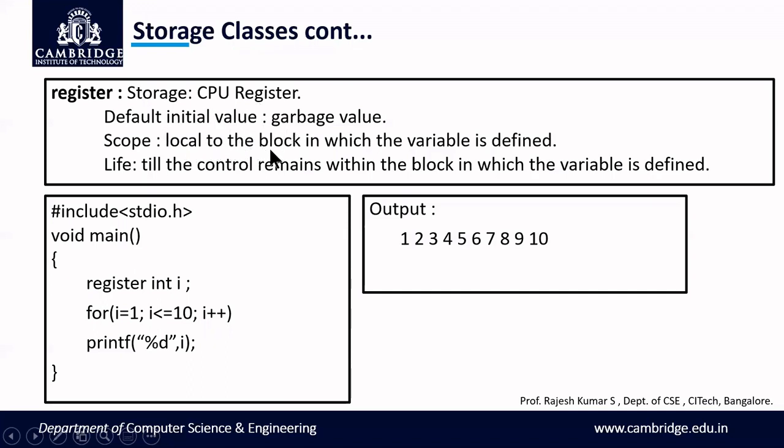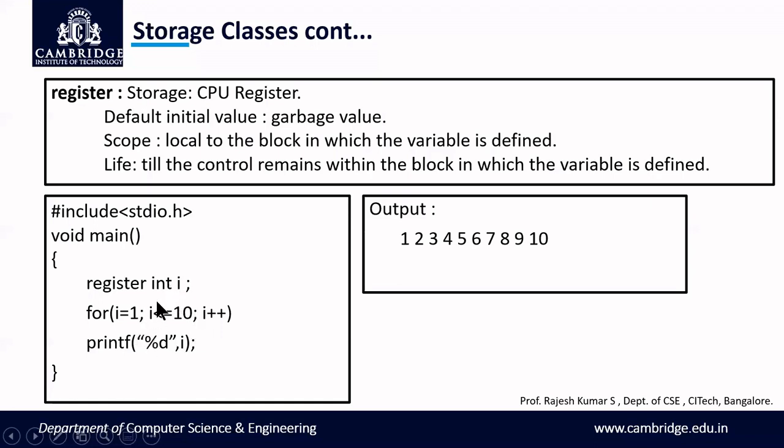It is local to the block in which the variable is defined. Yes, it is local. This register I belongs to this particular block. Next thing is scope and lifespan. That is, till the control remains within the block. This I belongs to this particular block. Once the task is done and we come out of the main program, the I value will vanish. As long as I remain in the program, the I value will be retained.